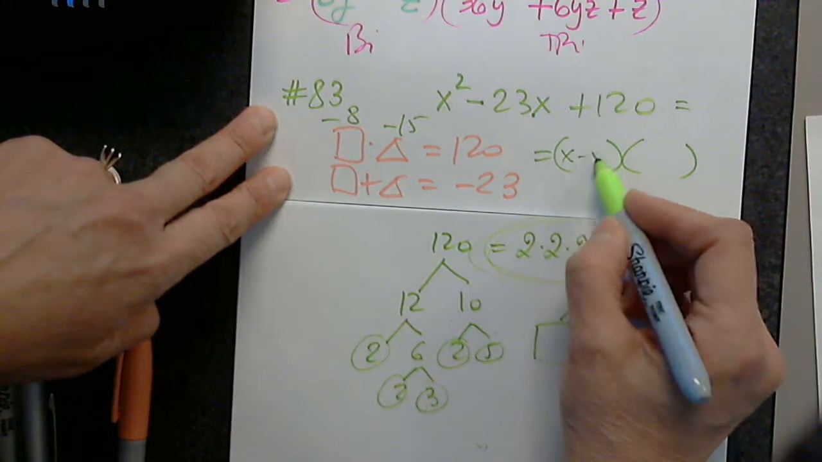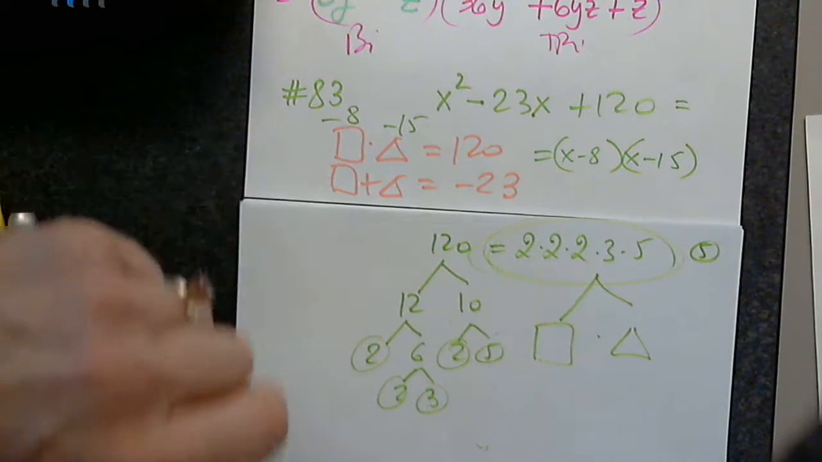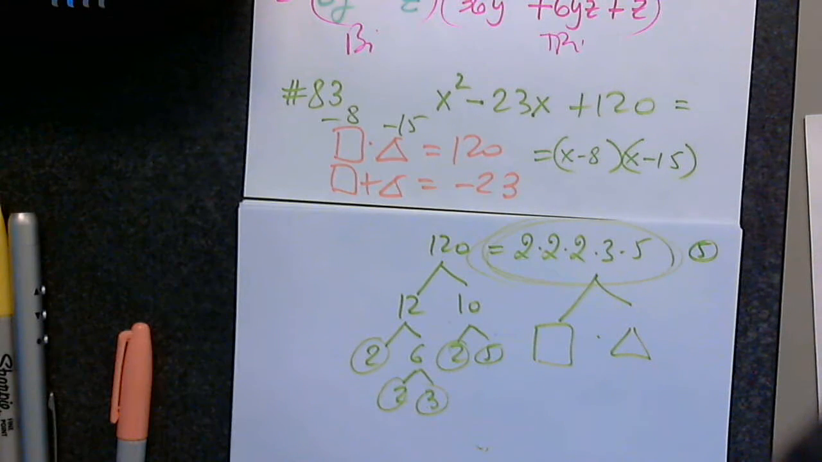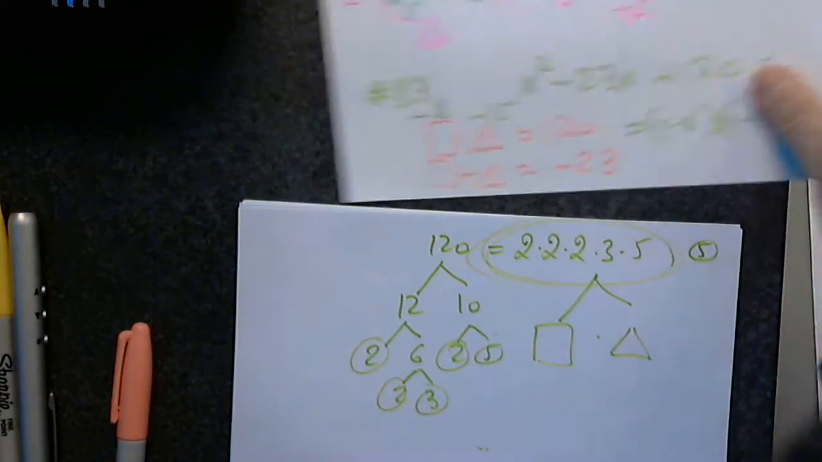X minus 8, x minus 15. That's it. It will take you less than 10 seconds to verify that. Okay, let's start with, or continue with 80.